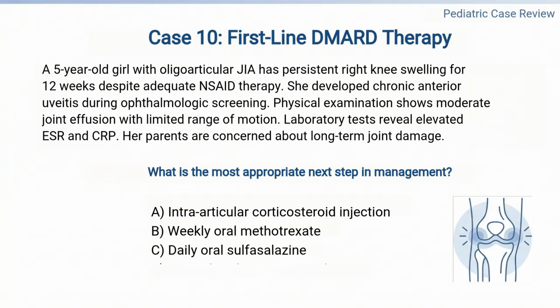Case 10. A 5-year-old girl with oligoarticular juvenile idiopathic arthritis has persistent right knee swelling for 12 weeks despite adequate nonsteroidal anti-inflammatory drug therapy. She developed chronic anterior uveitis during ophthalmologic screening. Physical examination shows moderate joint effusion with limited range of motion. Laboratory tests reveal elevated erythrocyte sedimentation rate and C-reactive protein. Her parents are concerned about long-term joint damage.